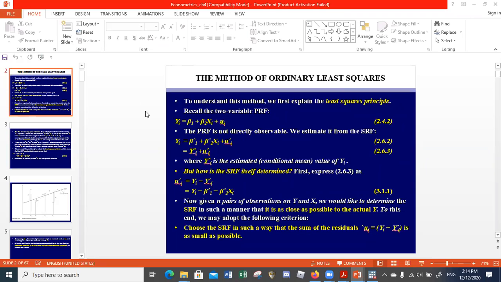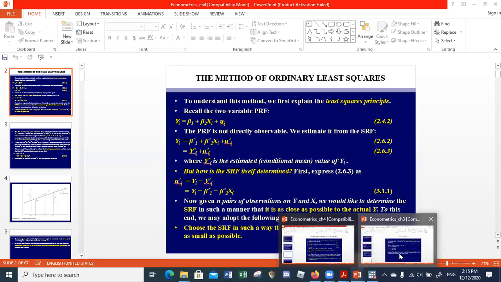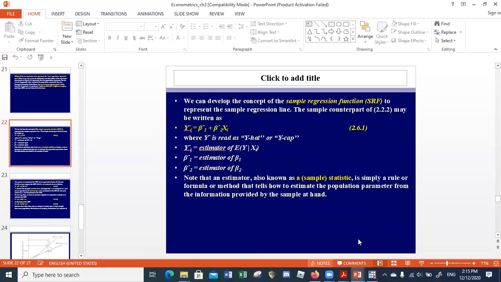But for us, they are just interchangeable. So the most commonly used method of estimation in econometric models or regression models is the ordinary least squares method. If you recall from our previous discussion, let me just show you something over there.